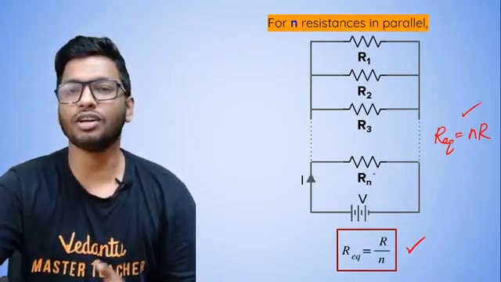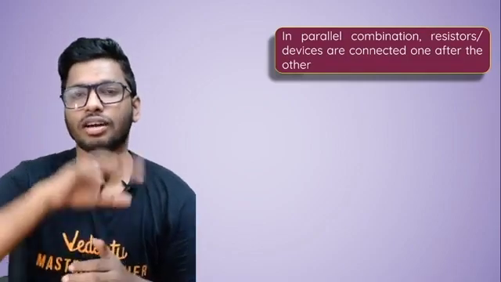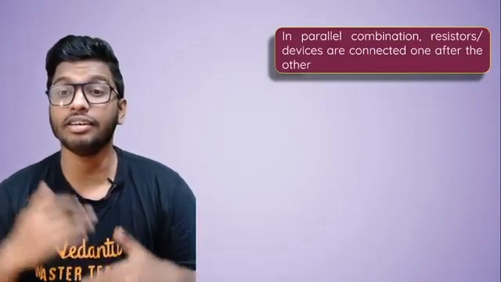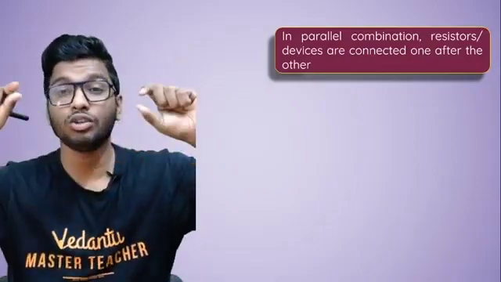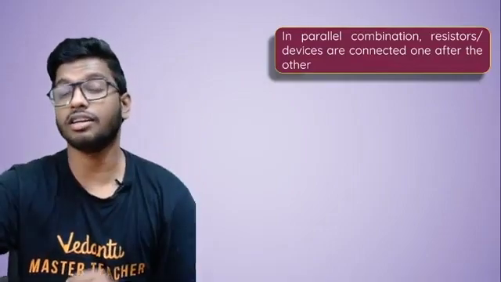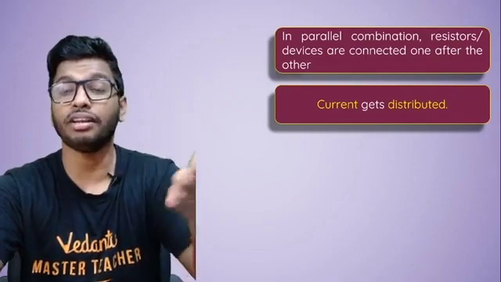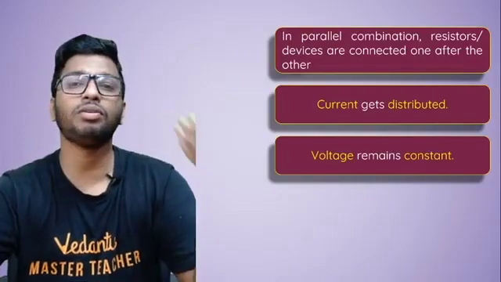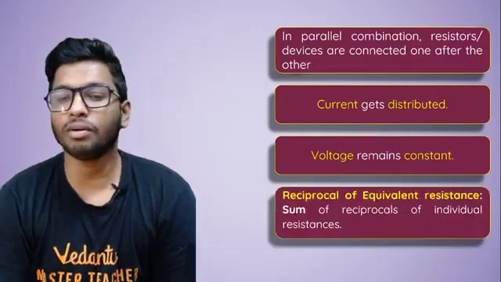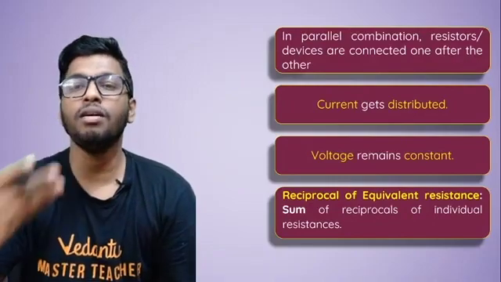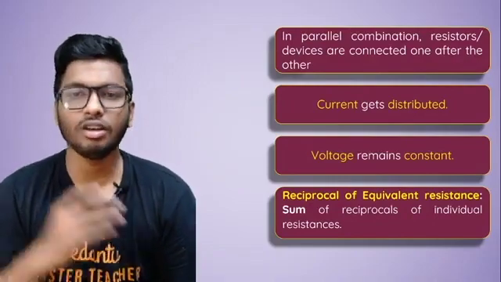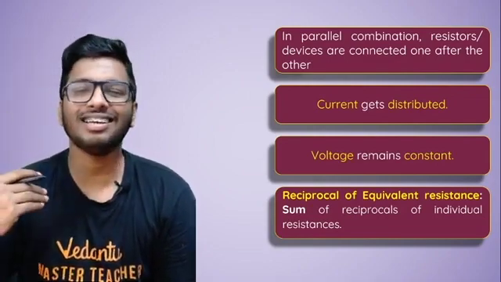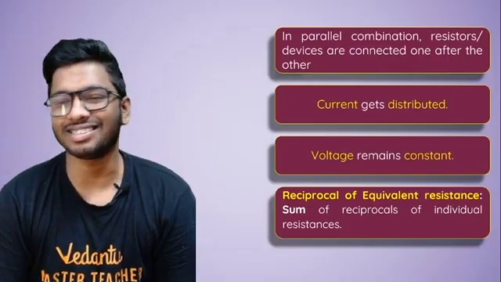Alright guys, so that pretty much concludes this topic. So what I'm going to do is quickly take you through what we have done in today's session. In a parallel combination, resistors or devices are connected so they're in parallel with each other. Both the ends are connected to each other in a parallel circuit. Here the current gets distributed, whereas voltage remains constant. Current takes two different paths, but the voltage would remain constant. And the reciprocal of equivalent resistance is nothing but the sum of the reciprocals of the individual resistances. So if you add up the reciprocals of the resistances, you'll find out the equivalent resistance. It's as simple as that.